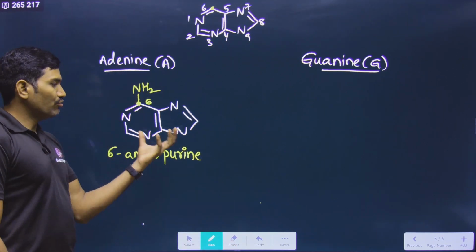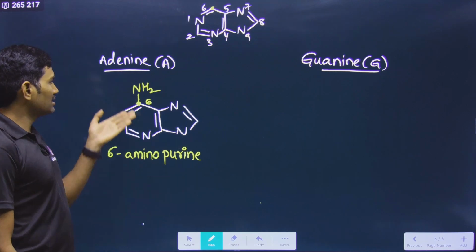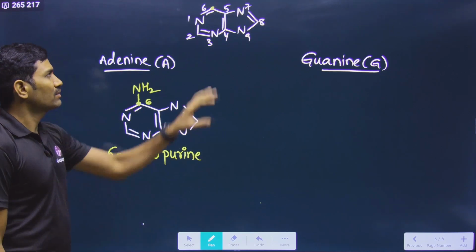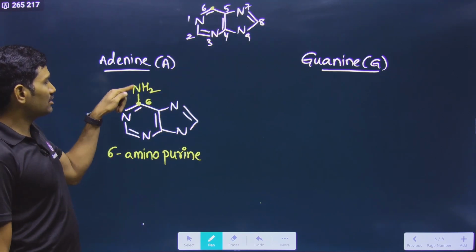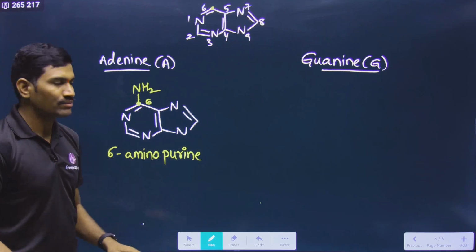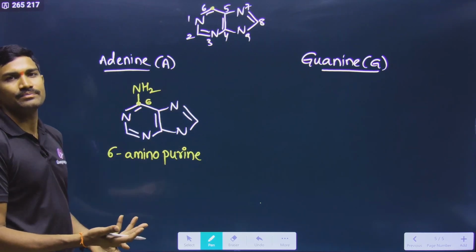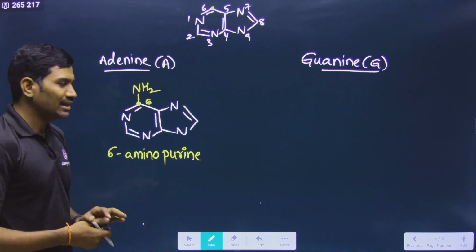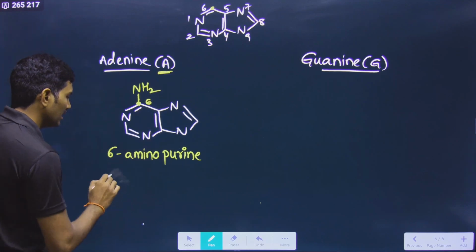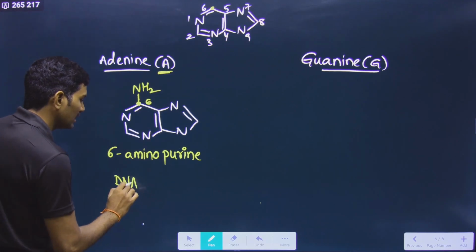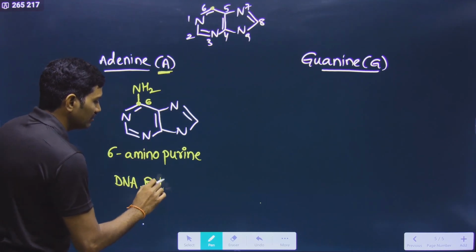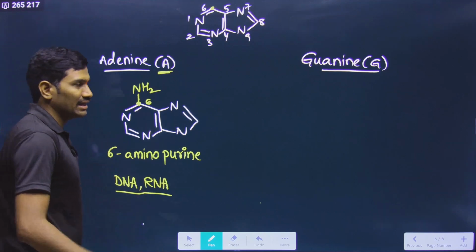That's it. If you know the basic structure of purine, you can easily write the structure of adenine. This is as it is. Only at this location you just add an NH2. Over. This is the structure of adenine, and it is indicated with A. And where is this adenine present? Adenine is present in both DNA and RNA. We can find adenine in both DNA and RNA.